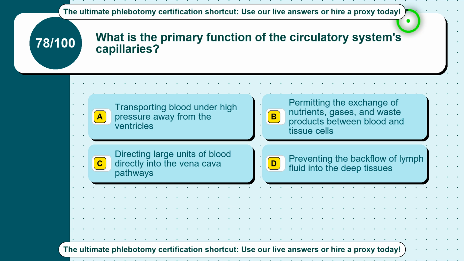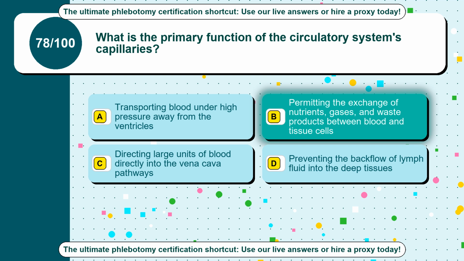Question 78. What is the primary function of the circulatory system's capillaries? Option A, transporting blood under high pressure away from the ventricles. Option B, permitting the exchange of nutrients, gases, and waste products between blood and tissue cells. Option C, directing large units of blood directly into the vena cava pathways. Option D, preventing the backflow of lymph fluid into the deep tissues.